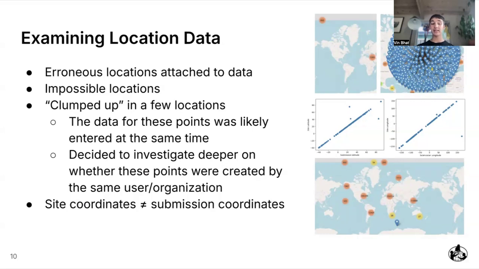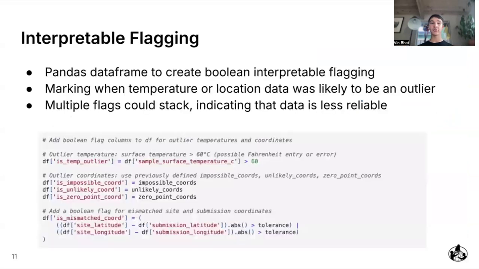We also found that site coordinates didn't always equal submission coordinates, as you can see on the linear graphs on the right. And that led to some issues regarding reliability, which is why we introduced interpretable flagging. We created a Pandas data frame to create Boolean interpretable flagging, and we marked when temperature or location data was likely to be an outlier. Multiple of these flags could stack, which indicates that the data is less reliable. And so that can be helpful to researchers who are trying to filter through the data for reliability's sake.